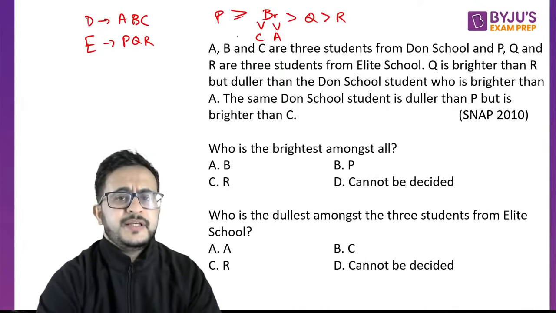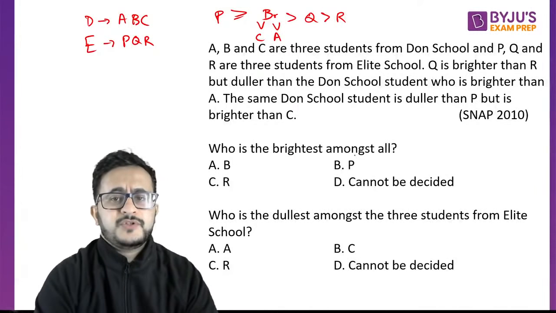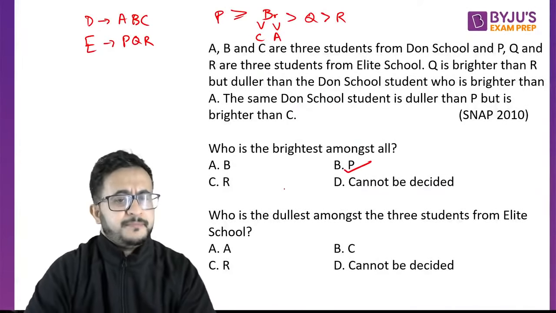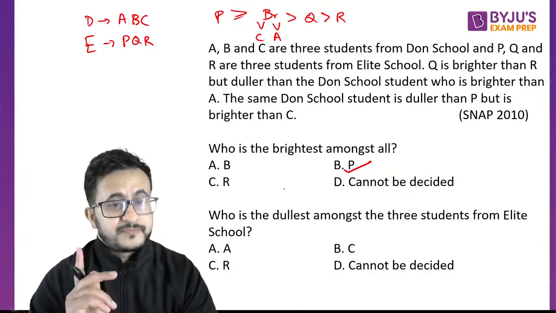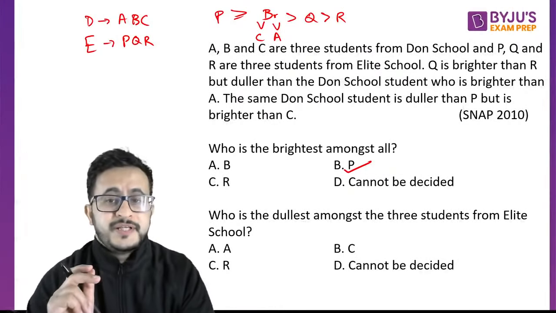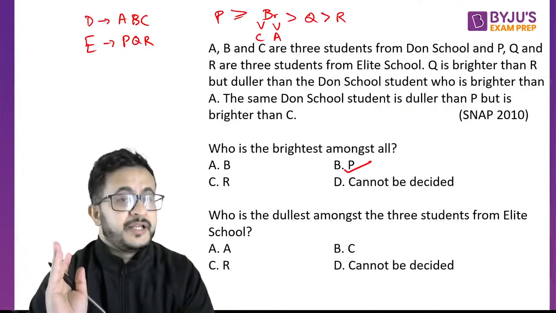Okay, so P, now the question is who is the brightest amongst all? The brightest amongst all is P. Okay, now second question, who is the dullest among the 3 students from the allied school?